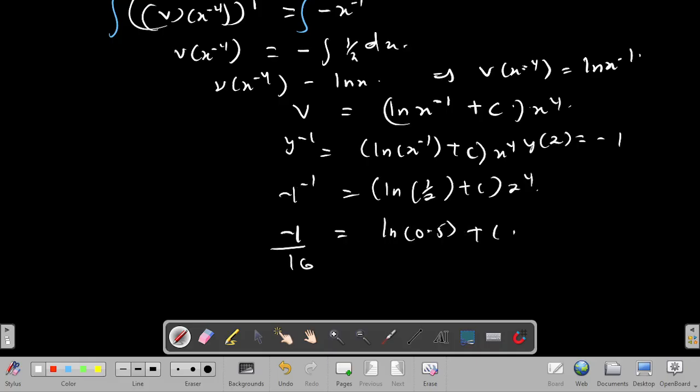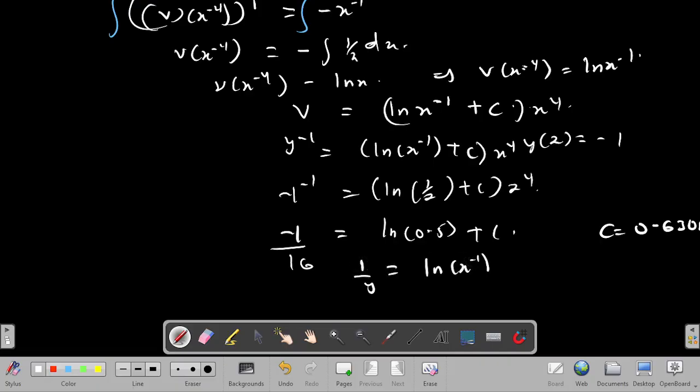So I simply subtract this and you put this into your calculator to give you the answer. So what is ln 0.5? The natural log of 0.5 is simply negative 0.693. So I have negative 1 over 16, then minus ln 0.5. And that gives me c to be equal to 0.6306.